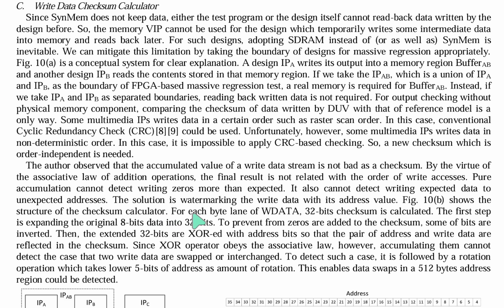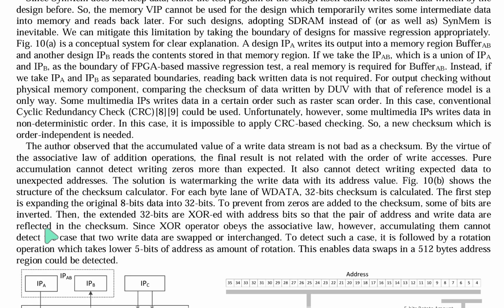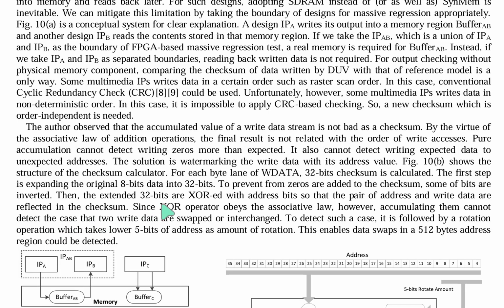For each byte lane of WDATA, a 32-bit checksum is calculated. The first step is expanding the original 8-bit data into 32 bits, to prevent zeros being added to the checksum, some of which are inverted. Then the extended 32 bits are XORed with the address bits so that the pair of address and write data are reflected in the checksum.